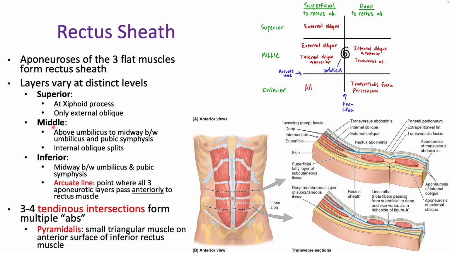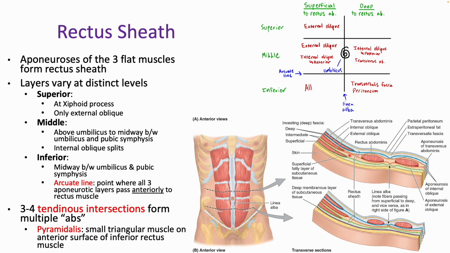We move down in the middle region, so right here, this is going to start to form just above the umbilicus, and it's going to go to midway between the umbilicus and the pubic symphysis down here. So halfway between is going to be right here. In this region, we're going to see the internal oblique is going to split. And so we'll have an anterior internal oblique and a posterior internal oblique. And you can see that right here in this orange section.